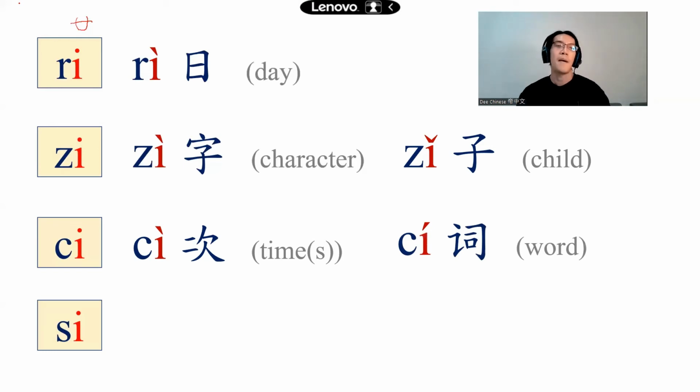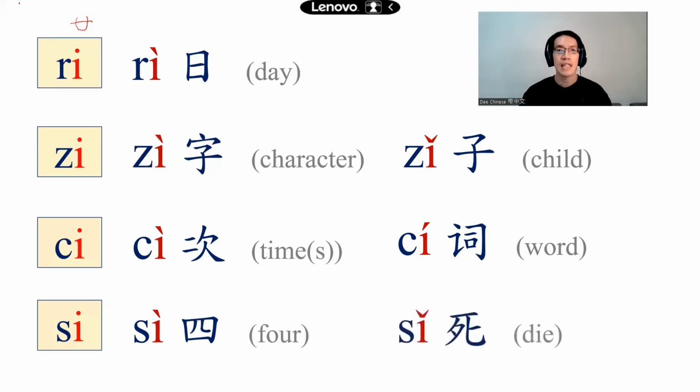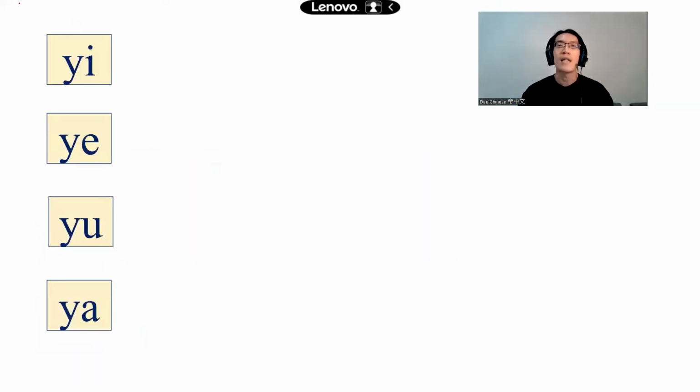When combined with s, you will get 思. So the first example here is 四. 四 means four. And the next one is 死. 死 means die. Let's move on to the next one.